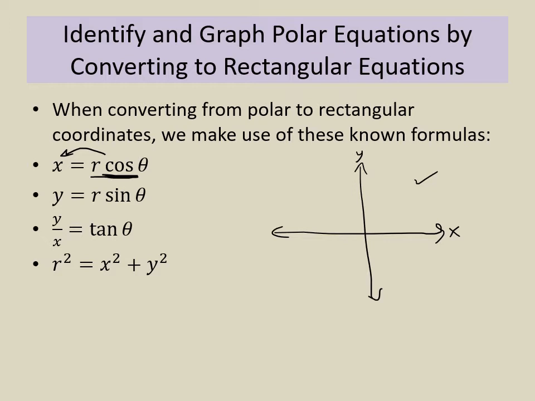In the next objective, we're not going to cheat. We're not going to convert. We're just going to plot points and graph polar coordinates the way they're supposed to be graphed. But let's just use this one method first.